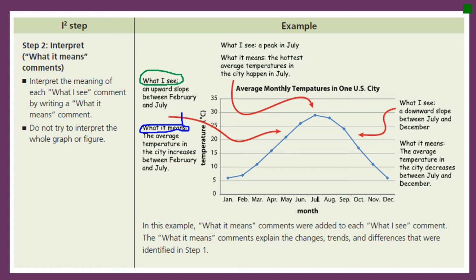Then if you have a peak, what does that mean? That means it is the hottest point of this year in one U.S. city. Going back again, what did you see in that previous one? We saw a downward slope from July to December. But what does that mean? Well, of course it means that we're moving into fall and winter. Do you find it kind of neat that when I take a look at my lowest points of December and January, we're pretty close in temperature? Well, that would make sense. We're both kind of in the dead of winter.